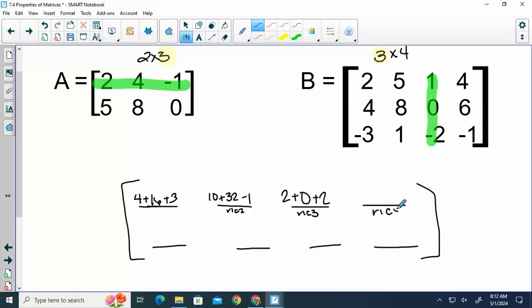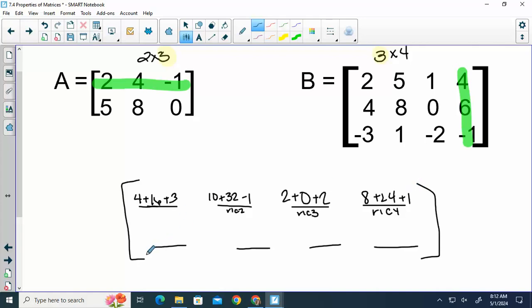This is row 1, column 4. So to get that, we take row 1 times column 4. So 2 times 4 is 8, 4 times 6 is 24, negative 1 times negative 1 is 1. Does everybody understand where I'm getting my numbers?